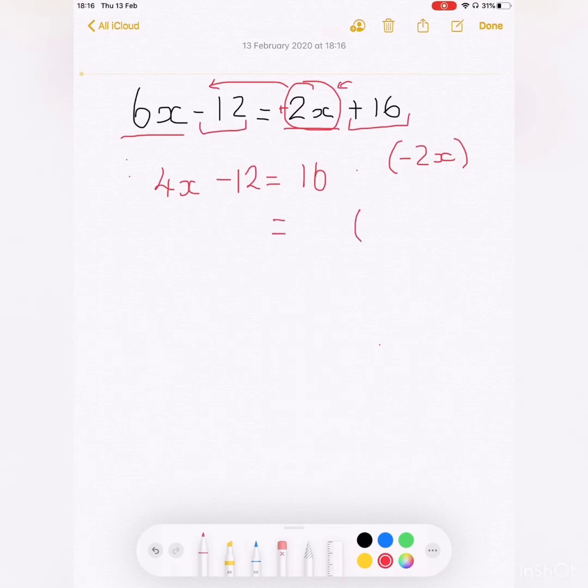Now, just like the other ones, we're going to move that minus 12 onto this side. And remember, it becomes a plus when we take it across the equals sign. So 16 plus 12 is 28. So 4x equals 28. So 1x equals 7.